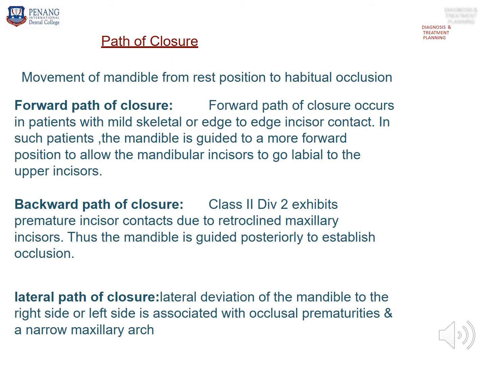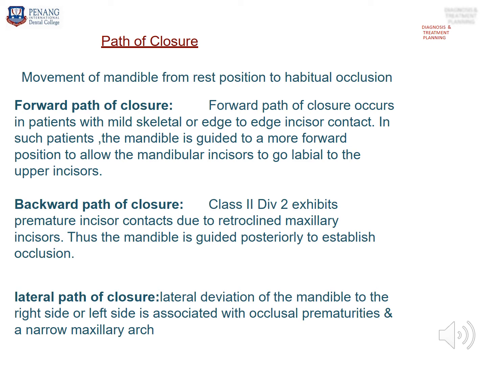Path of closure is a movement of the mandible from rest position to habitual occlusion. There are three types of path of closure, which are forward, backward, and lateral. Forward path of closure occurs in patients with mild skeletal class 3 or edge-to-edge incisor contact. In such patients, the mandible is guided to a more forward position to allow the mandibular incisor to go labial to the upper incisor.